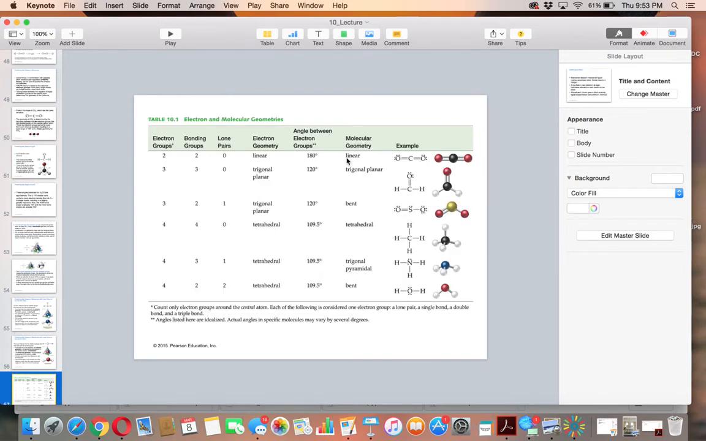Here's the chart that I was talking about. So you look at how many electron groups are around the central atom. They should say around the central atom. So here's the central atom, here's the central atom, here's the central atom, here's the central.